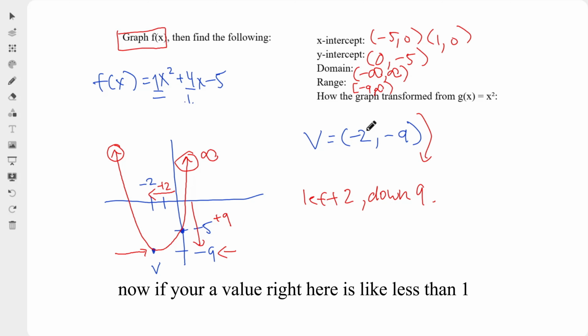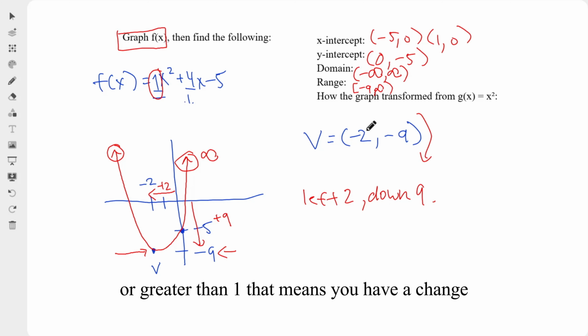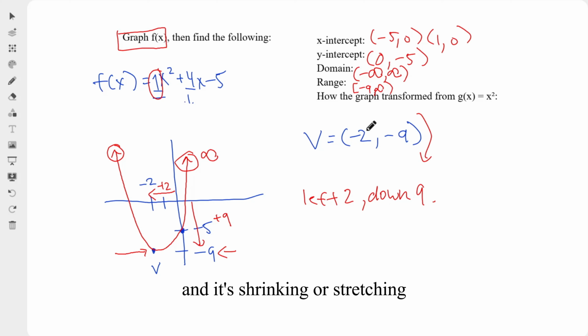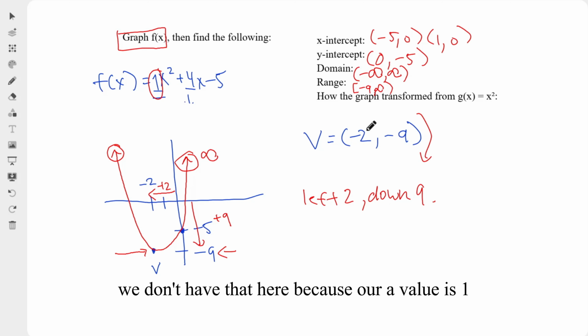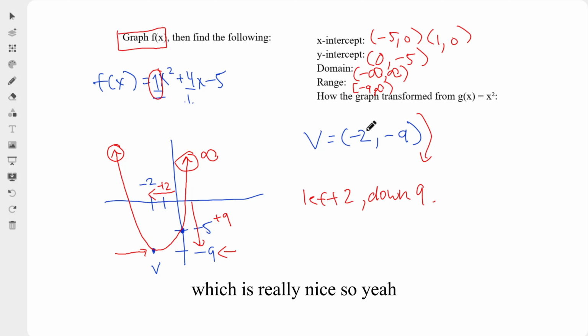Now, if your a value right here is less than 1 or greater than 1, that means you have a change in it shrinking or stretching. We don't have that here because our a value is 1, so we don't need to include that. So it didn't stretch or shrink at all, which is really nice. So yeah, that is the transformations of this parabola.